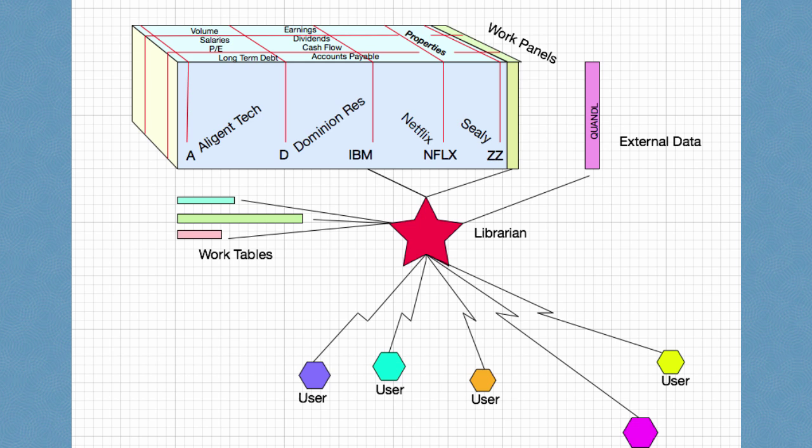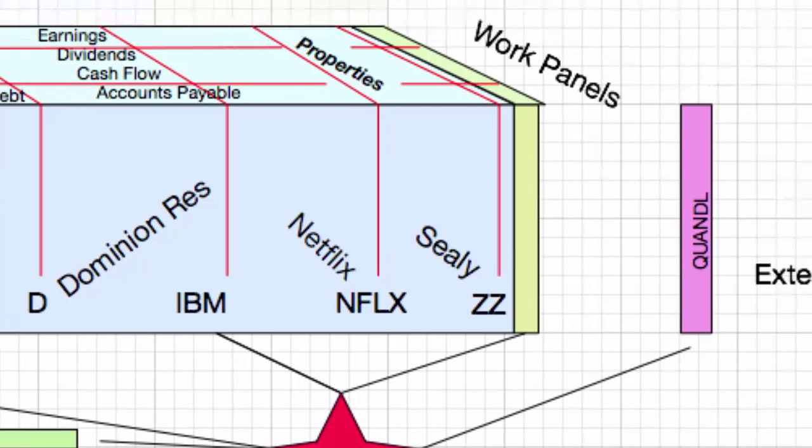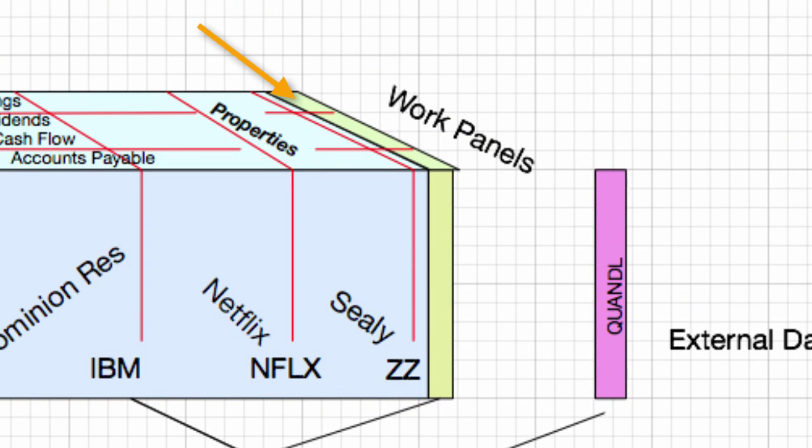Unlike many competitive systems, we allow you to create searches that require several trips through the library. For example, you can ask the librarian to find a group of stocks, then rank them according to some property, only returning the stocks that fall within a range you define. The areas shown as work tables to the lower left represent the staging areas where intermediate results are stored, sorted, and ranked. Notice also the area at the right end of the library called Work Panels.